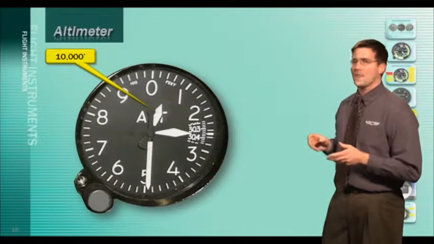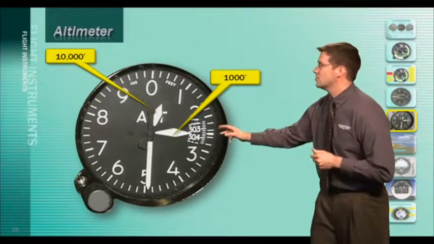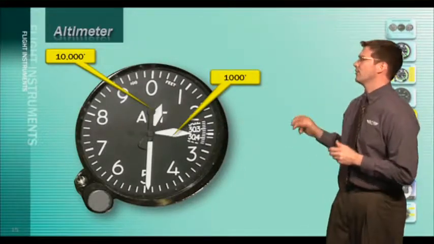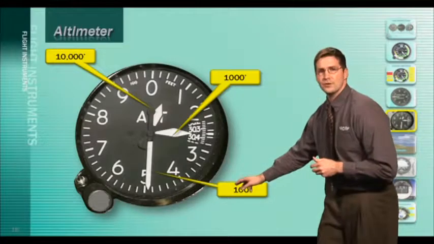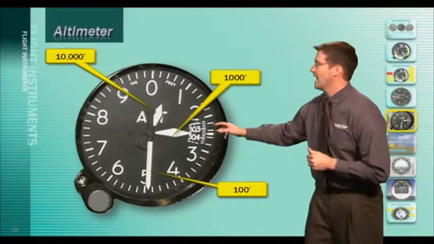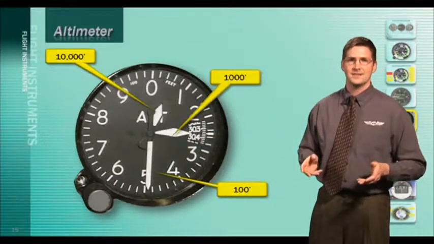Now, if we look at our 1,000 foot indication, we can see here that it's just past the 2, so we know we're at least more than 2,000 feet. And finally, if we look at our third hand, that's our 100 foot hand. That shows that we're just about on the 5. So we are at 2,500 feet mean sea level, or MSL.